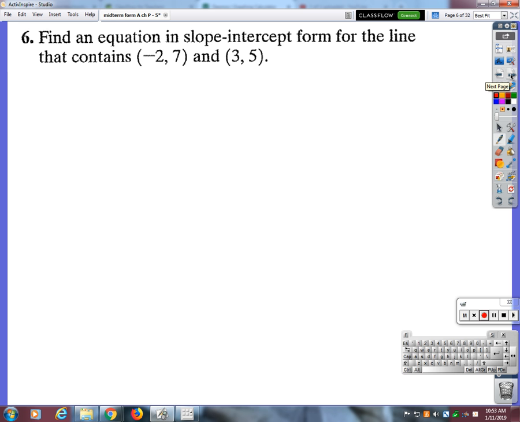All right, number 6. Going way back to first year algebra. Find an equation in slope-intercept form. So we're looking for the old y equals mx plus b that contains those 2 points. Anybody got the slope formula off the top of your head?